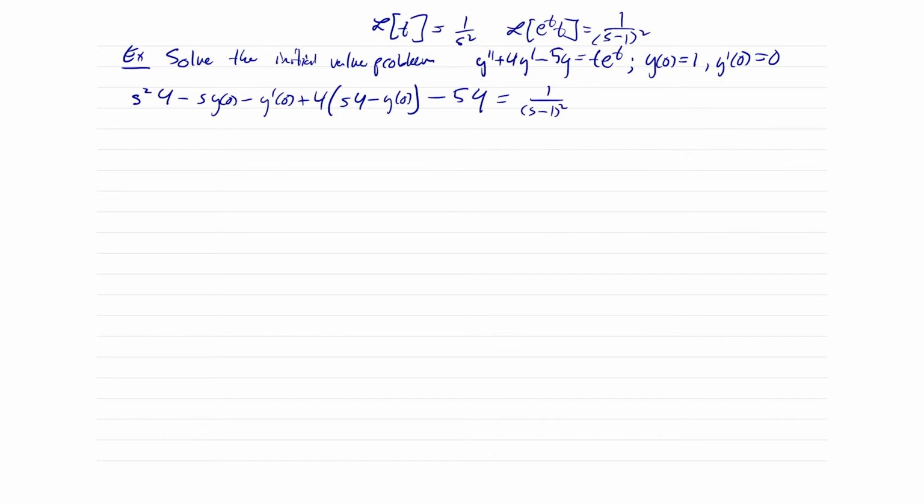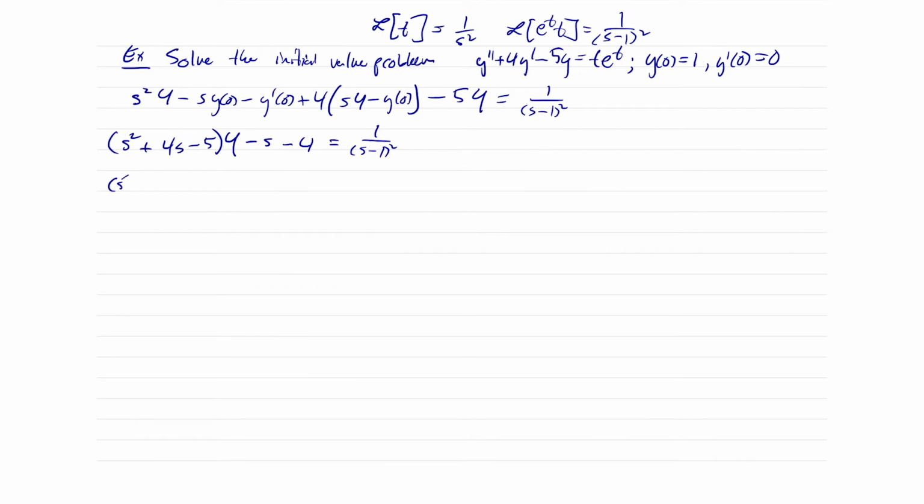All right, now let's plug everything in. Also, I'm going to factor out big Y. So I get s squared plus 4s minus 5 on big Y. Then I get minus s times y of 0, so it's minus s. Then I get minus y prime of 0, but that's just 0, so we can ignore that. Plus 4 times negative y naught, and so that's going to be negative 4. And then this is equal to 1 over s minus 1 squared. All right, now I'm going to take this term, I'm going to move it over.